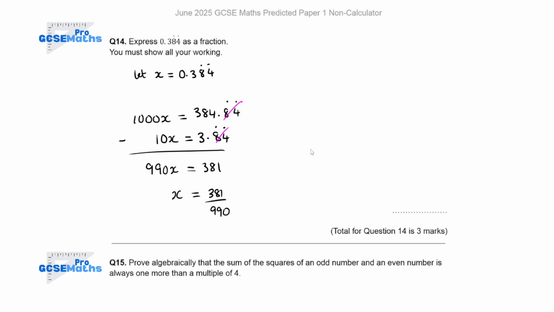Now they haven't said to simplify it, so in this case you could just leave it like that. It does simplify though, so just double check if they mention that they want you to simplify it or not. In this case they haven't written that. But if you wanted to know, the simplified version is 127 over 330, so if you got that, that would also be accepted.